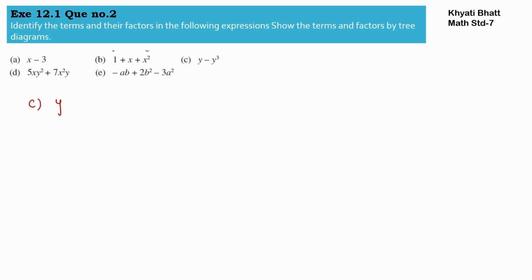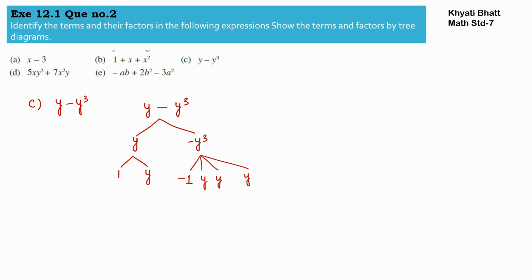Now see, y minus y cube. So let us separate this term, y minus y cube. So here there are two terms. First is y and then minus y cube. y has a coefficient of 1 and y itself, whereas here there will be a coefficient as well. First one is minus 1, then comes y, and there will be 2 more y because it is a product of 3 y's. That is y into y into y, y cube, and along with that minus 1 will be the coefficient.